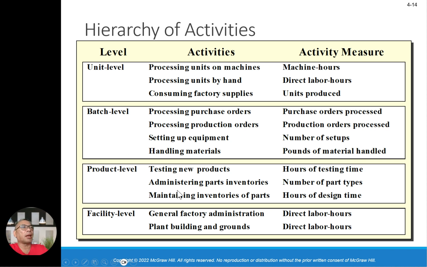And then the product level, which is testing new products, based on the hours of testing time. And we say part inventory is based on the number of parts types. And then maintaining inventory parts by hours of design time. And then facility level is based on the general factory administration, direct labor hours, while plant, building and grounds is based on the direct labor hours.